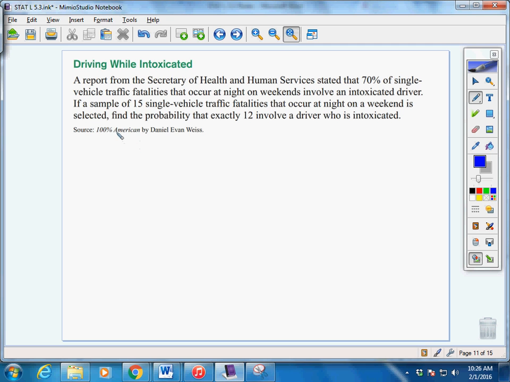Despite my inability to speak correctly, we can still pull out the needed information. Number of trials, that's 15. They're taking a sample of 15. Successes, they want exactly, that word exactly, 12. And the probability of a single vehicle traffic fatality is 70%, which is 0.7 or 0.70.